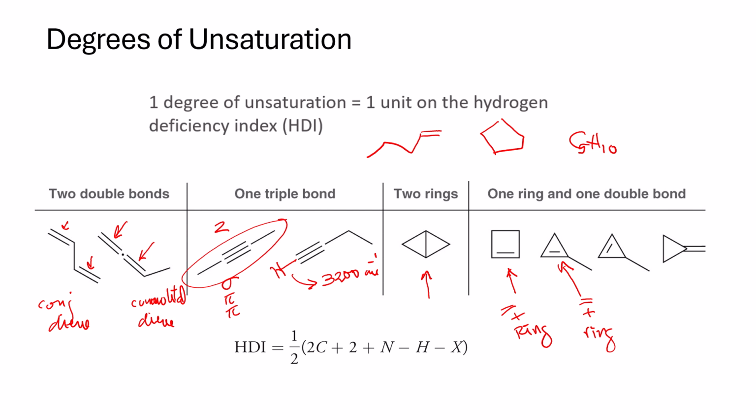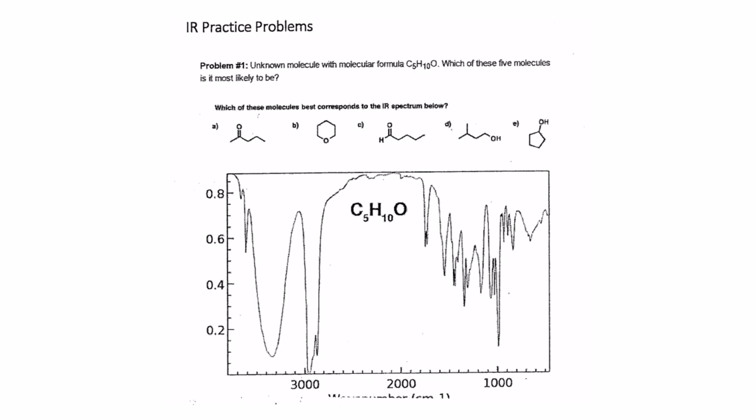Okay, now the general formula to calculate the number of unsaturation. Again, you can call it degree of unsaturation, the same as hydrogen deficiency index. So, 1/2 of the number of carbons times 2 plus 2 plus the number of nitrogen atoms minus the number of hydrogens minus the number of halides. Notice that oxygen is not in that formula. It does not affect that. So we need to remember this formula because it will give us an idea of what we have in the molecule. Now let's apply it to this problem right here.